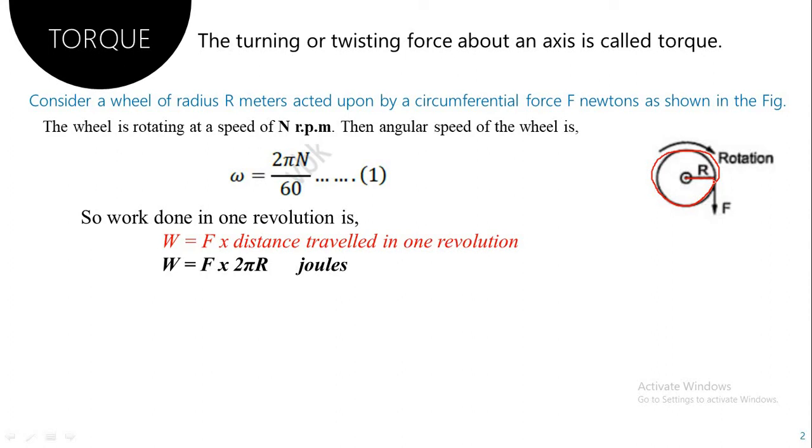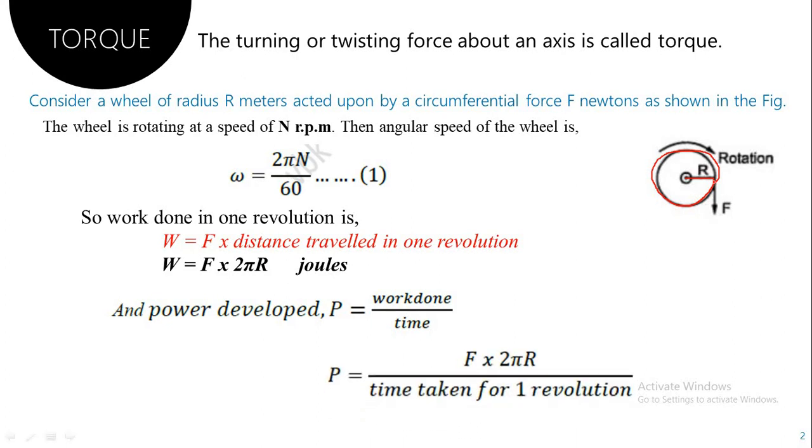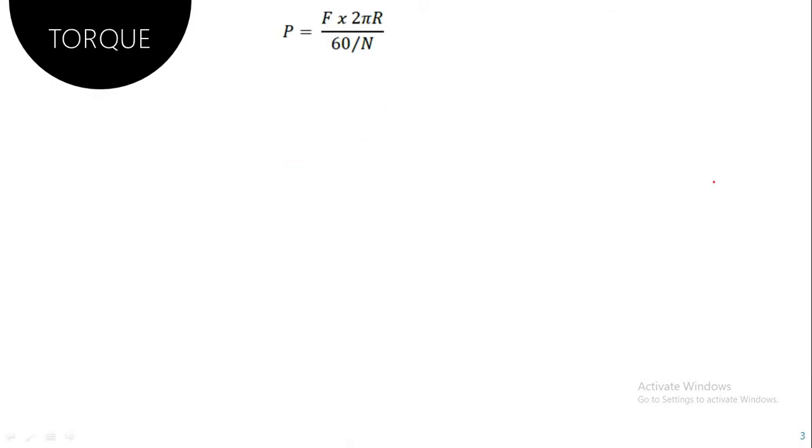Once we get the work done, next I'm going to define power developed: P equals work done with respect to time. Work done divided by time is P. So P is given by F into 2 pi r divided by the time taken to complete one revolution, which is 60 divided by N. So P equals F into 2 pi r divided by 60 by N when N is in rpm. If N is in rps, it will be N by 60.